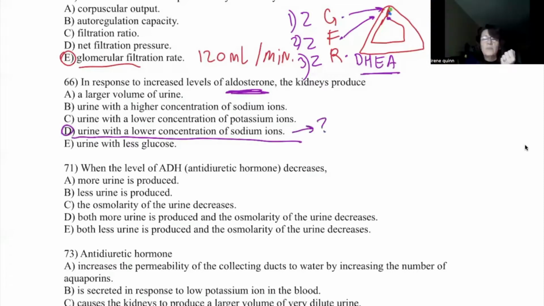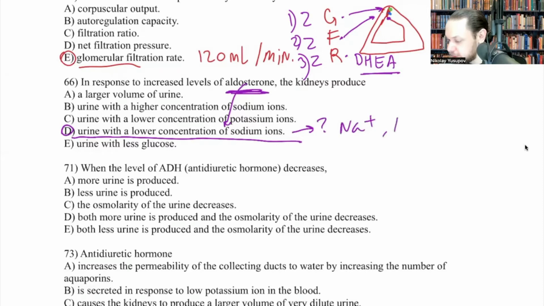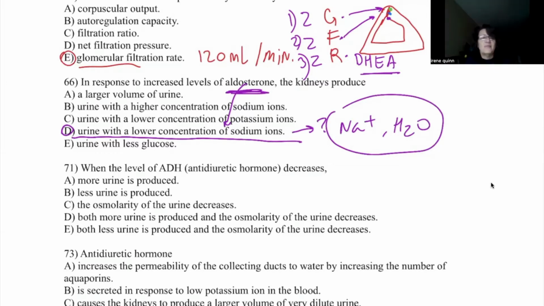Why? Because aldosterone has worked here to reabsorb salt and water into my body. So it makes sense: urine with low concentration of sodium. You've got to think it through. Thank you. No problem.